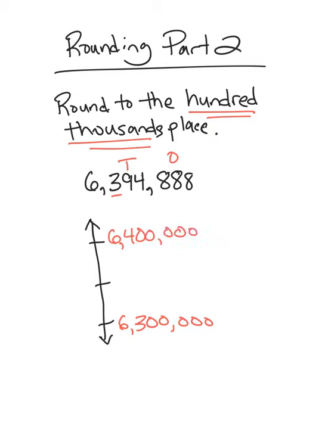Okay, so halfway between 6,300,000 and 6,400,000 would be 6,350,000. So we look at our actual number of 6,394,888. That would be larger than 6,350,000, so we would put it right here. And that one would round to 6,400,000.